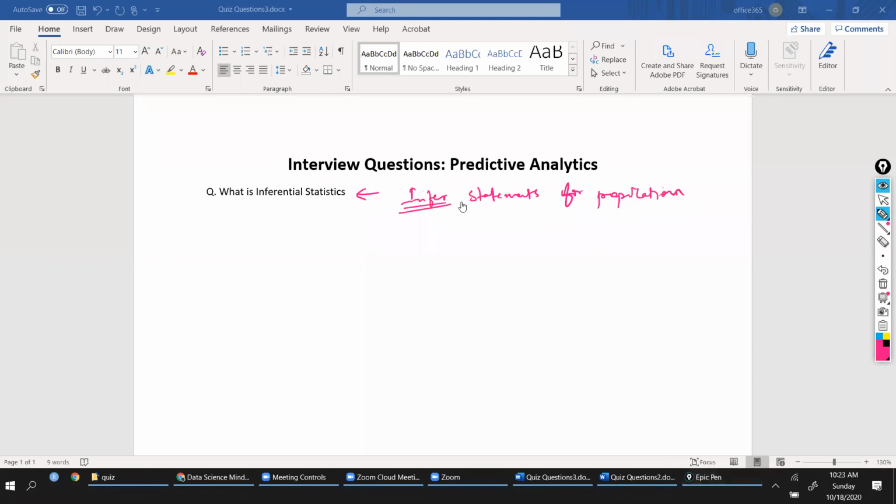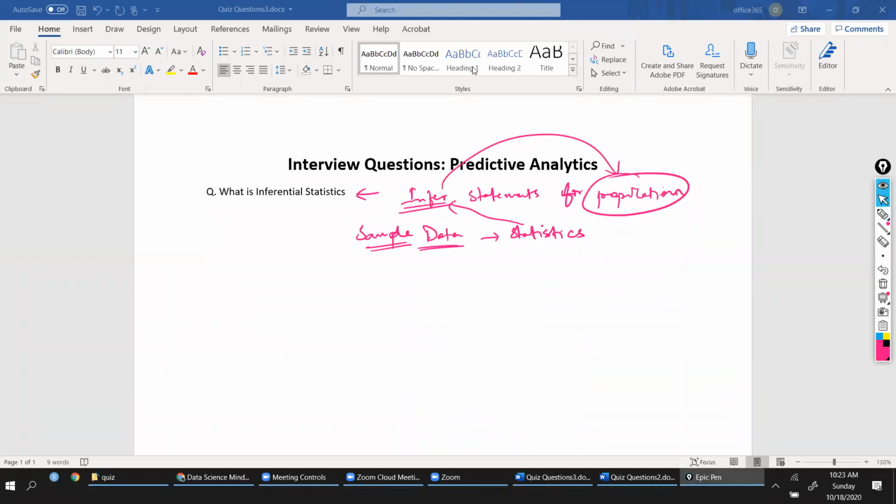But in order to do this inference, we need to look at sample data, because we cannot get population data. We get sample data, and we perform our statistical calculations on sample data. So the results, which are called the statistics, are used to infer statements for population. That is known as inferential statistics.